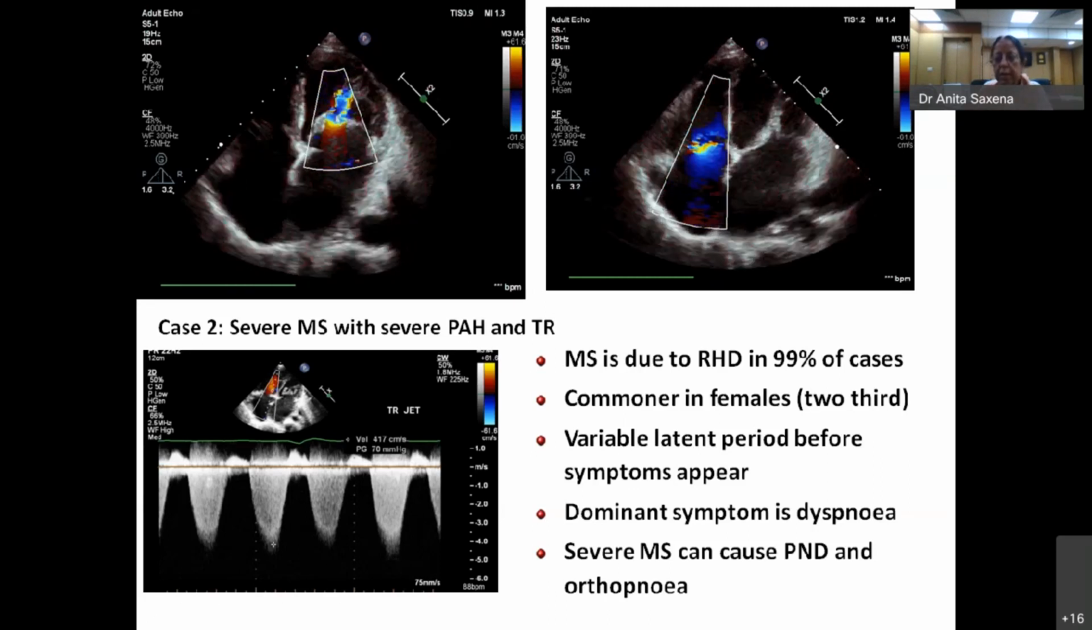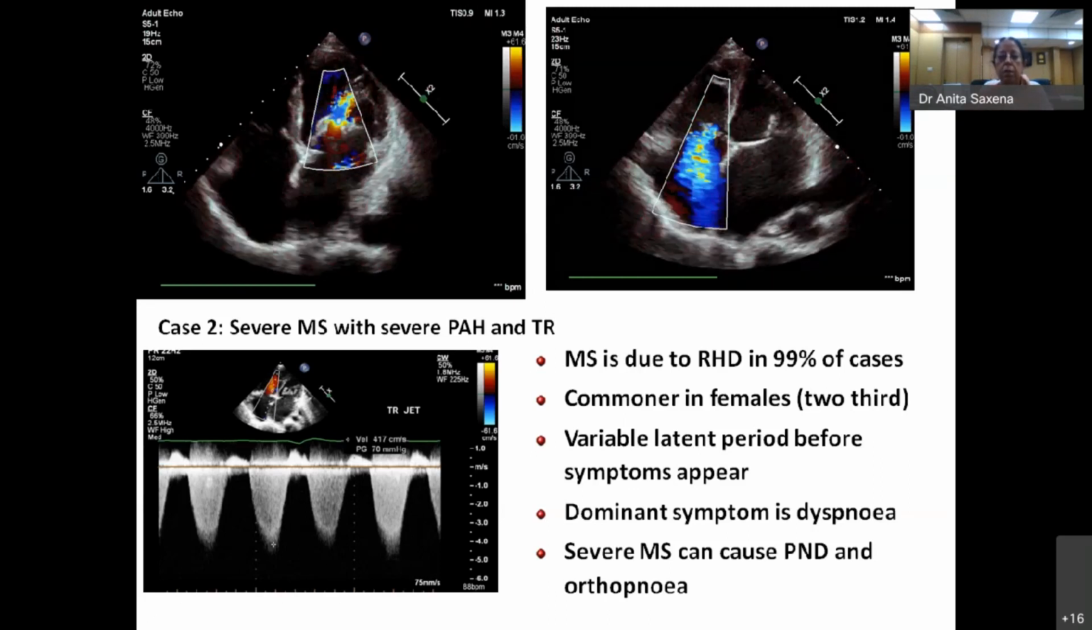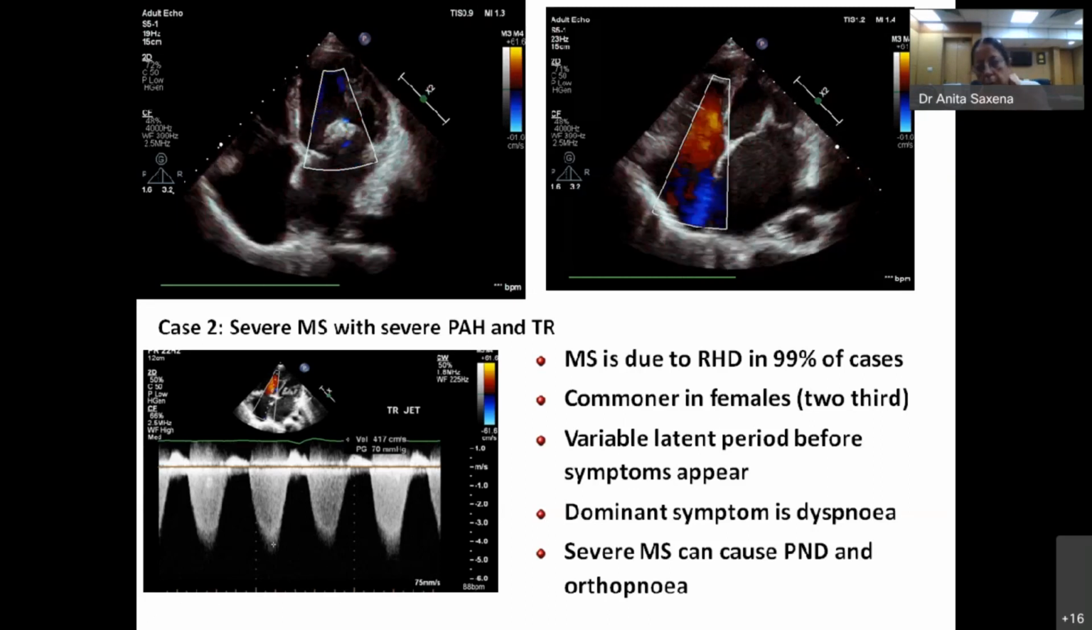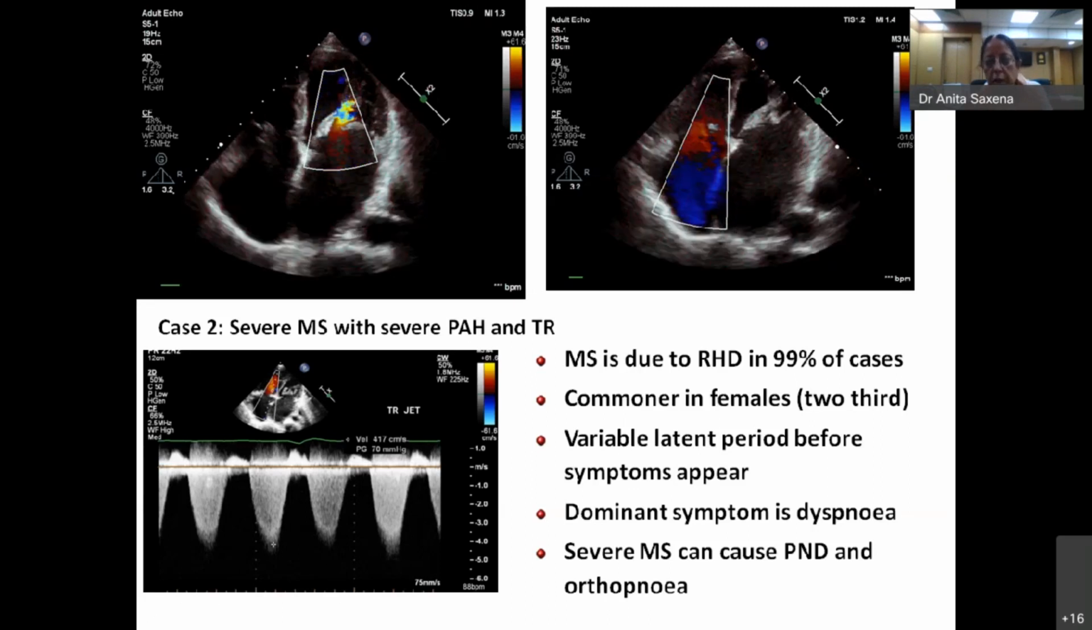There could be a variable latent period. If you look at the Western literature, they talk of a 10 or 15 year latent period between rheumatic fever and severe mitral stenosis. But we don't see that. We see much younger children with severe MS.